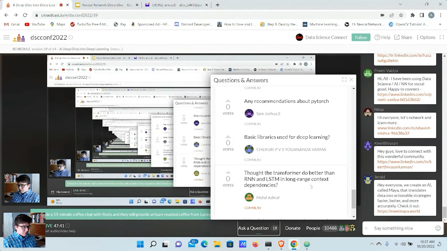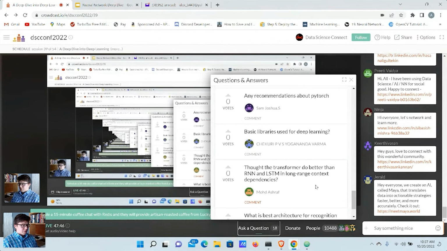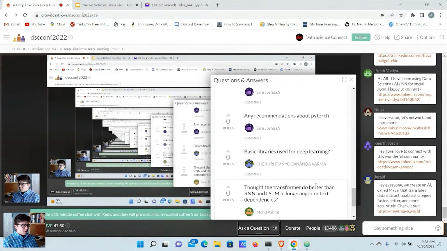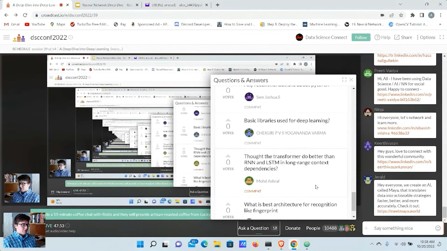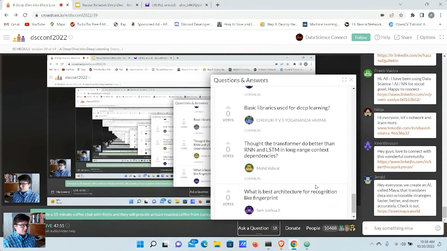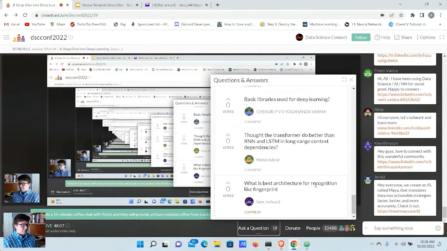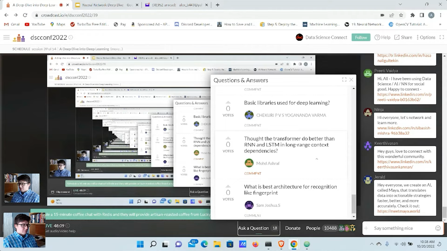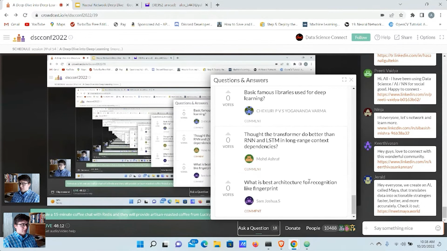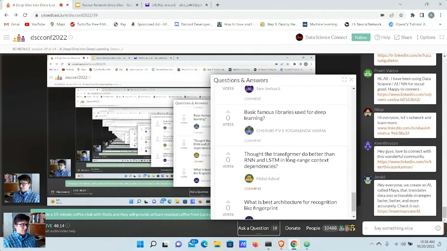I thought the transformer would do better than RNNs and LSTMs on long-range context dependencies. Yep, transformers are really useful. That's a good question. Transformers are worth looking into. That can just be another tool in your arsenal for text. Transformers are known to be the improved version of those, but you can still use neural networks for your text if you want to. The best architecture for recognizing fingerprints? Yep, a convolutional neural network can be the best architecture for that.